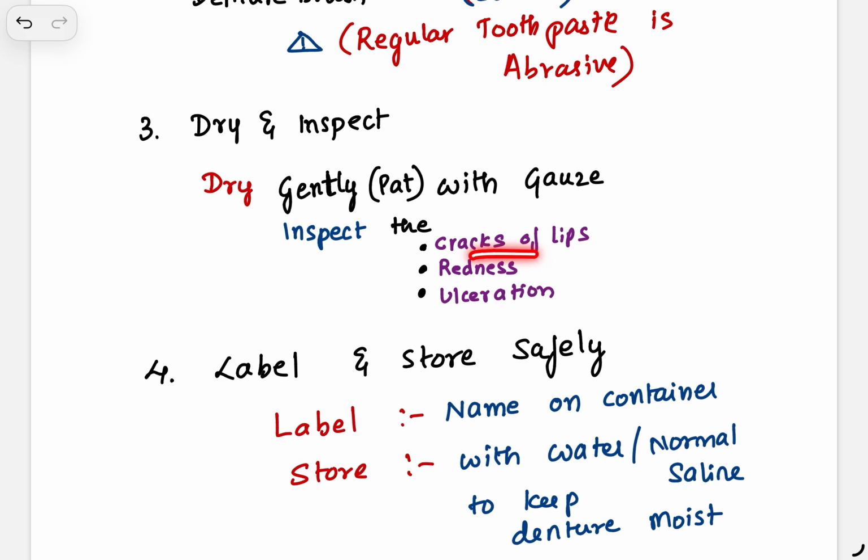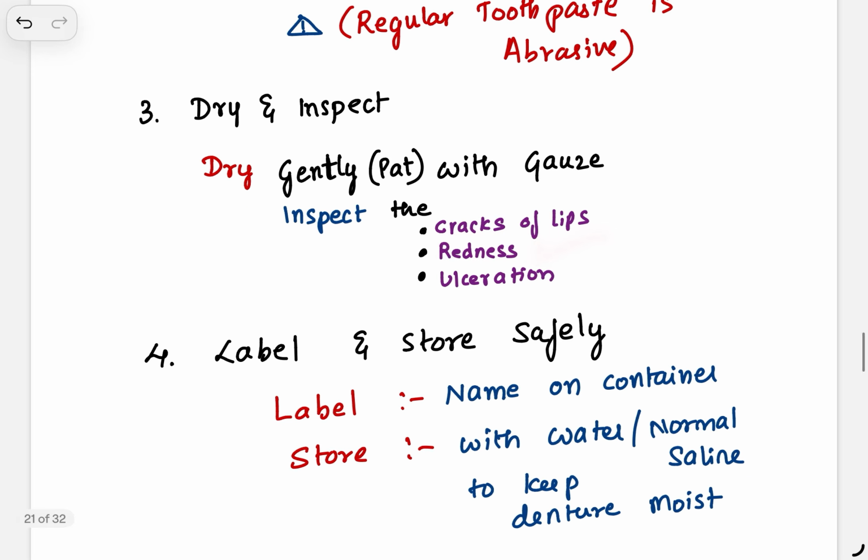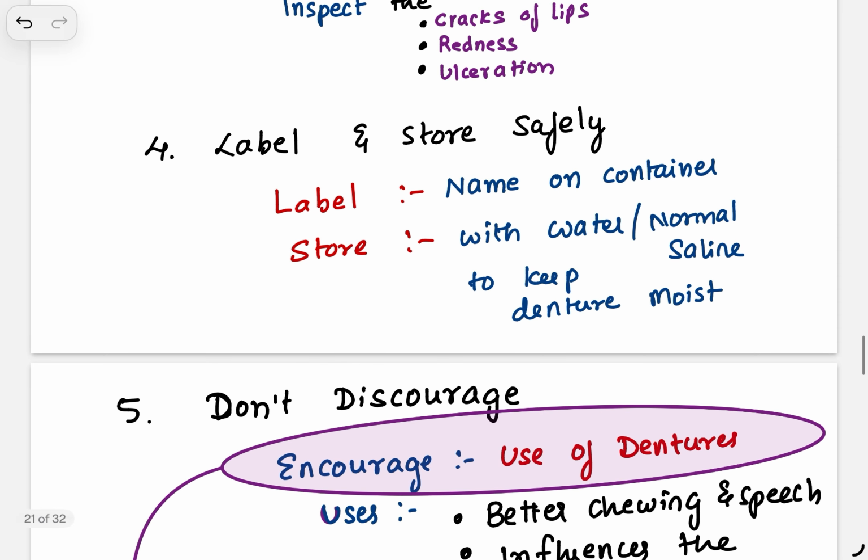We have to inspect. Inspect means we need to observe. After drying, what do we have to inspect? We have to inspect the cracks of the lips, and we have to inspect the redness of the mouth, and we have to inspect the ulceration in the mouth, okay, before insertion or after taking out the dentures. After taking the dentures out of the mouth, you need to check all these things. That is what to inspect, that is cracks in the lips, redness and ulceration. Is that clear? Okay. So the fourth step is label and store safely.